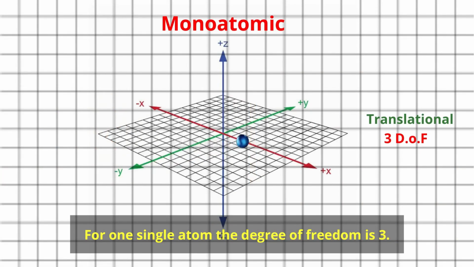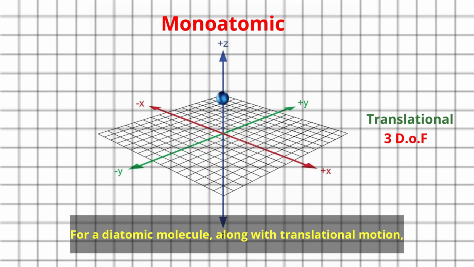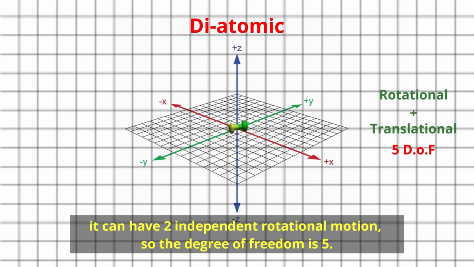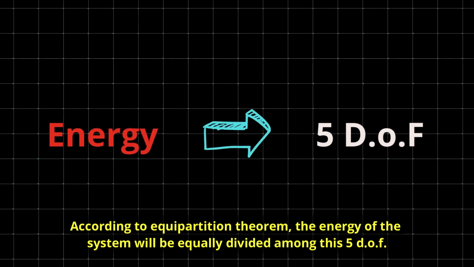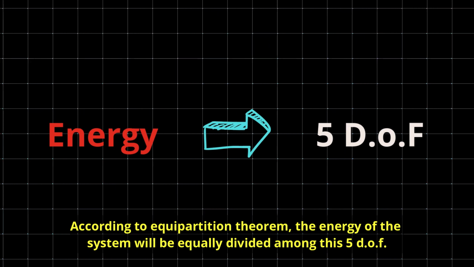For one single atom, the degree of freedom is 3 because it has 3 types of translational motion along the x-axis, y-axis and z-axis. For a diatomic molecule, along with translational motion, it can have 2 independent rotational motions. So the degree of freedom is 5. According to the equipartition theorem, the energy of the system will be equally divided among these 5 degrees of freedom.